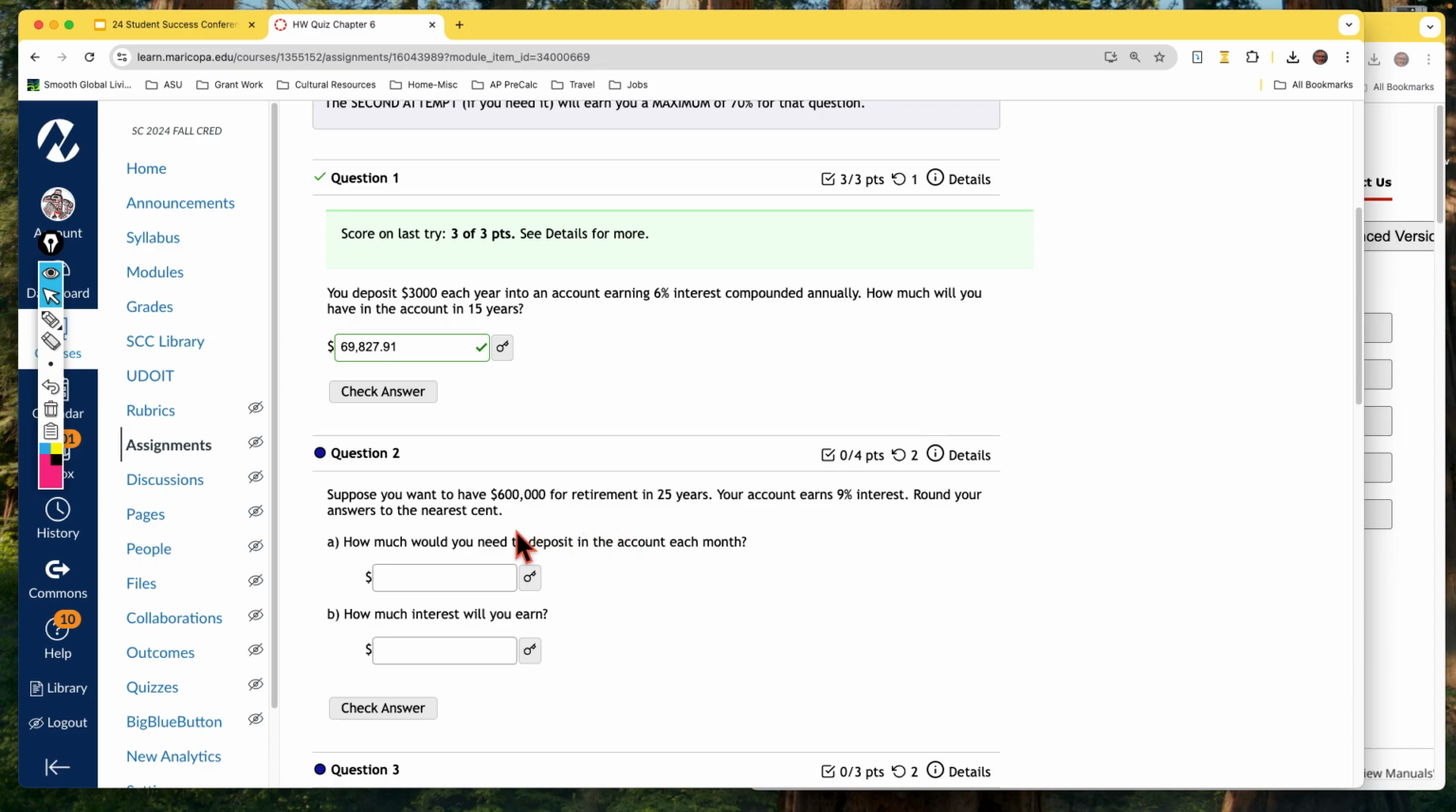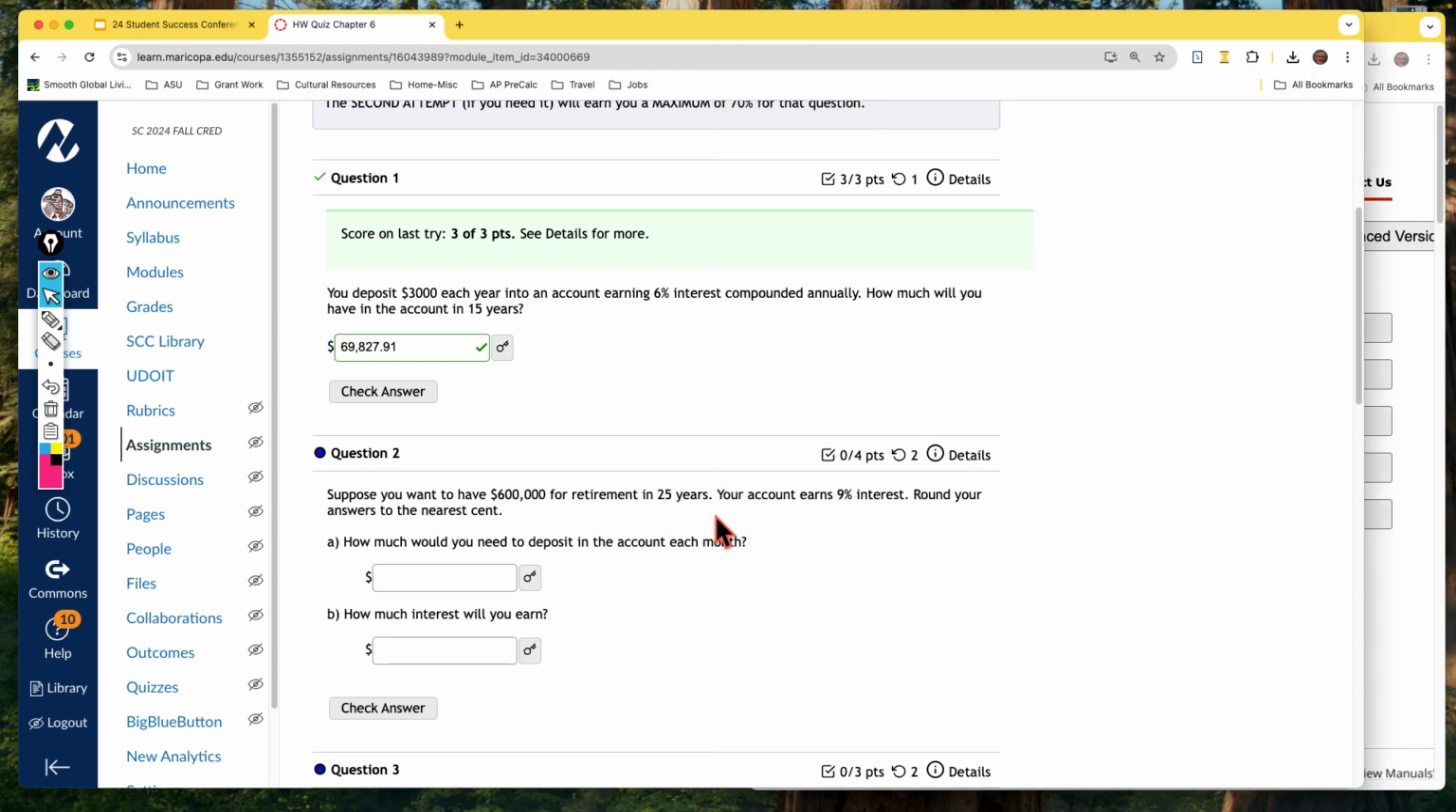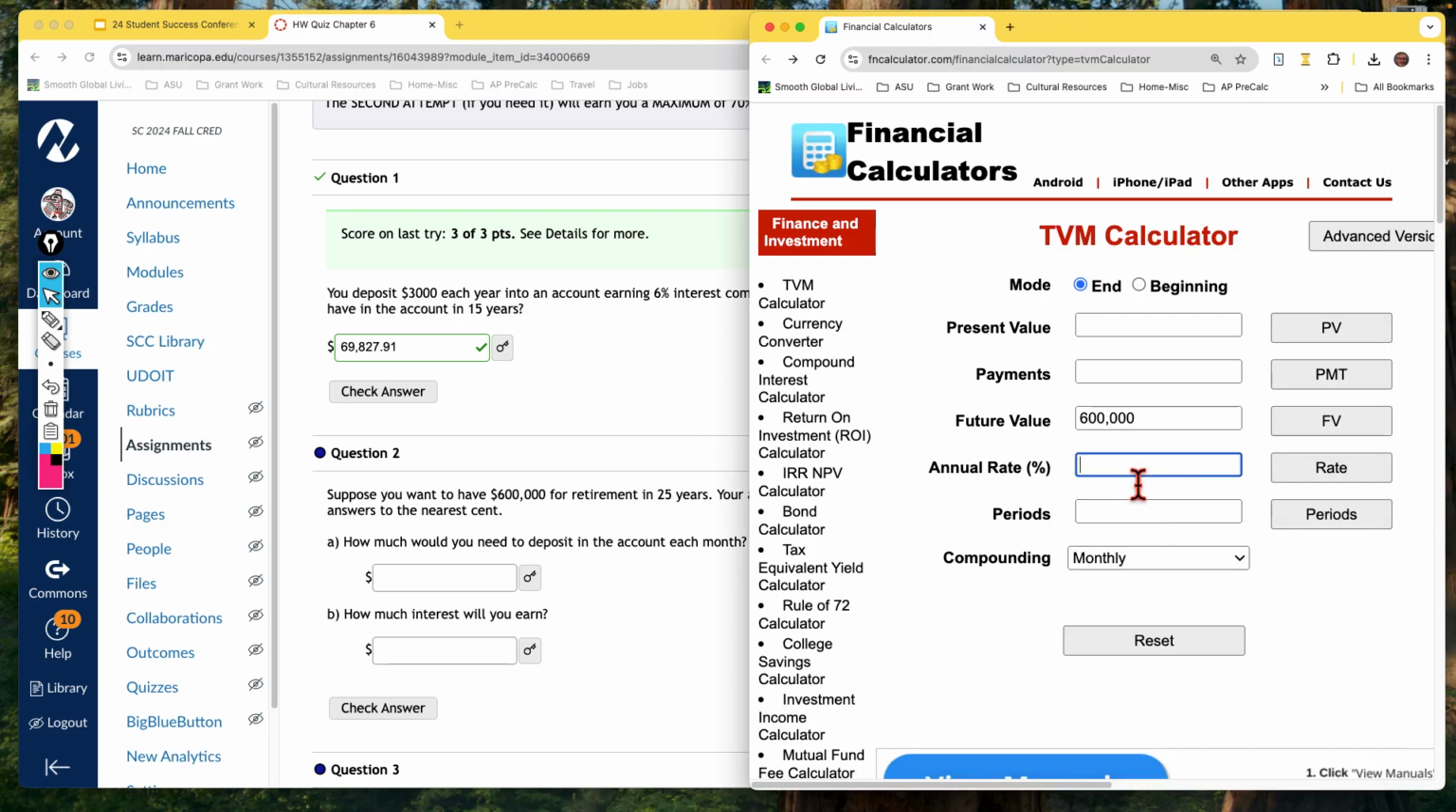Okay. Suppose you want to have $600,000 for retirement in 25 years. Your account earns 9% interest. Round your answers to the nearest cent. So you want to have $600,000. What kind of a value is that? It's a future value. Good. So we'll put that in. And we want that to come to us, right? So that we put in as a positive value. So 600,000 for retirement in 25 years. Your account earns 9%. Okay, we can put that in, right?